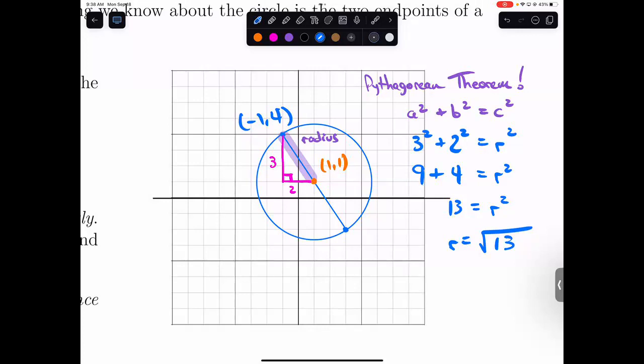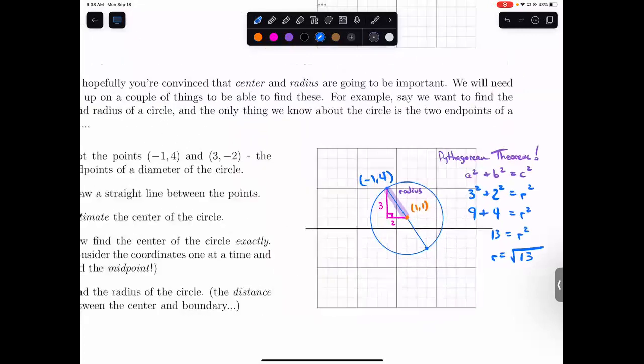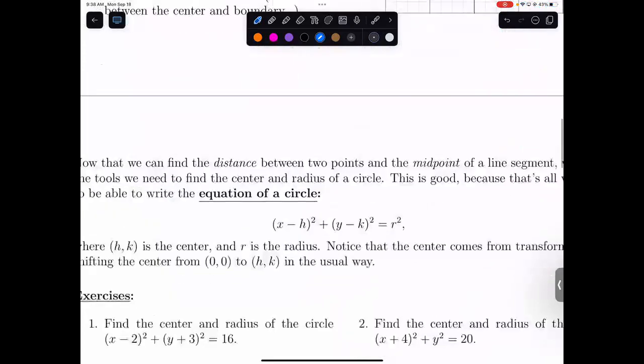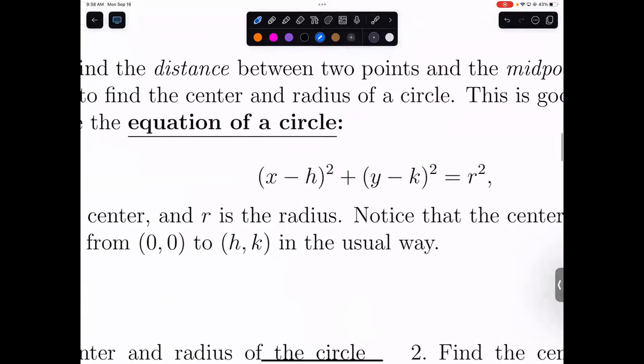Okay. So we've got the center, we've got the radius. That means we're good to go then, right? Those are the two things that we need. The way that we write down or represent a circle is what we call the standard form equation for a circle.